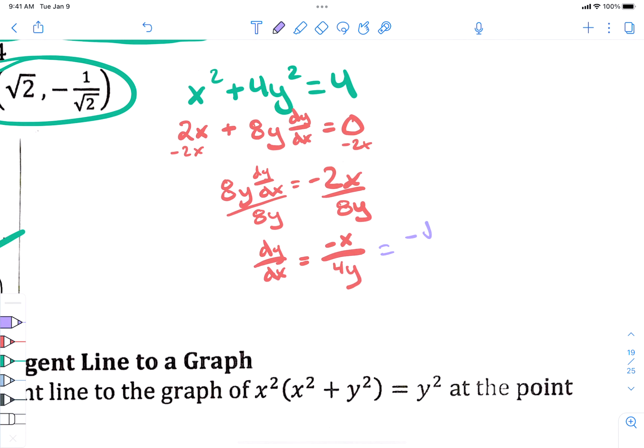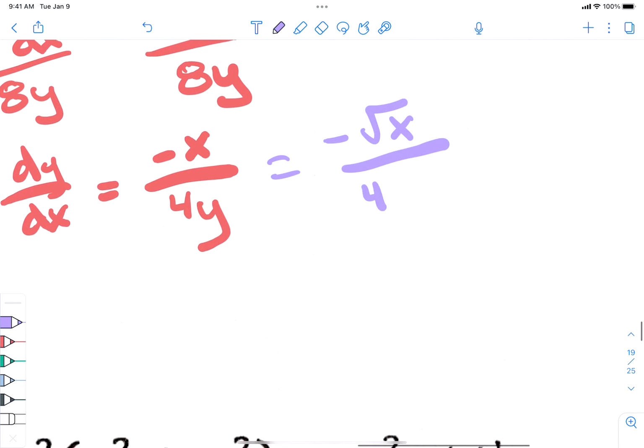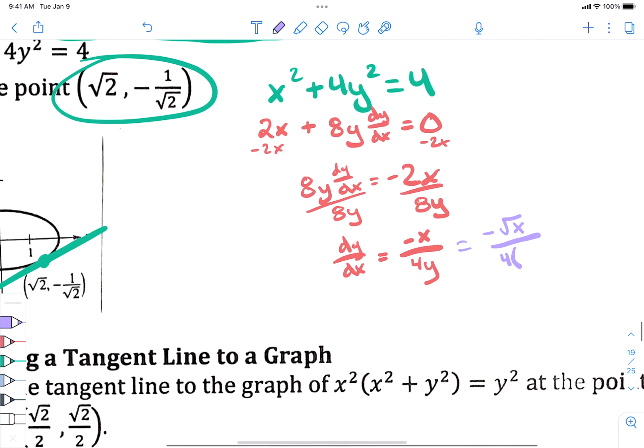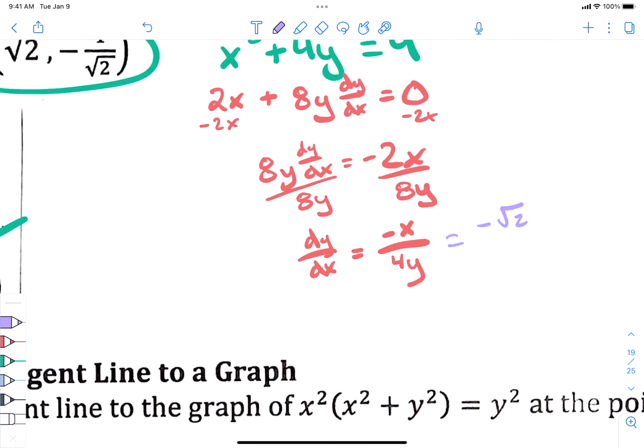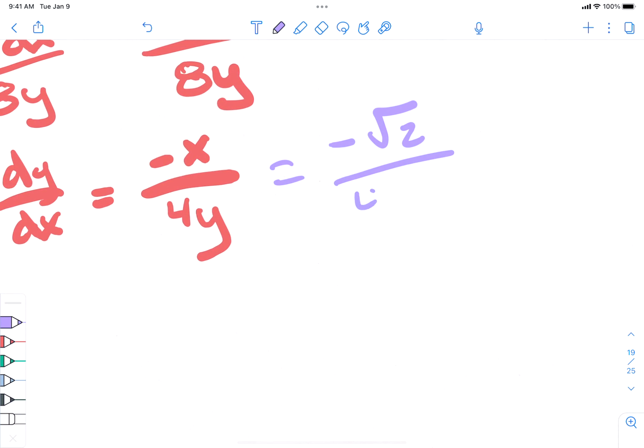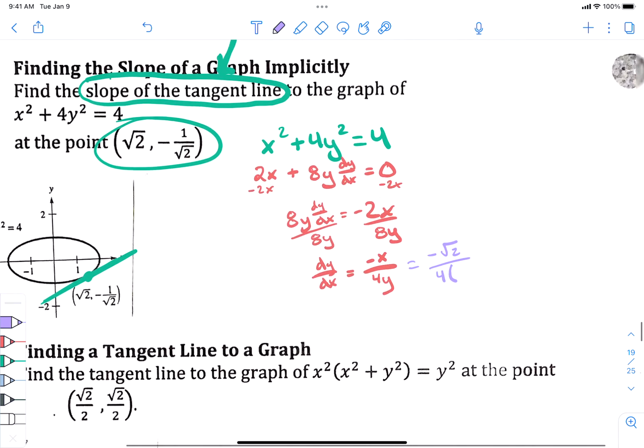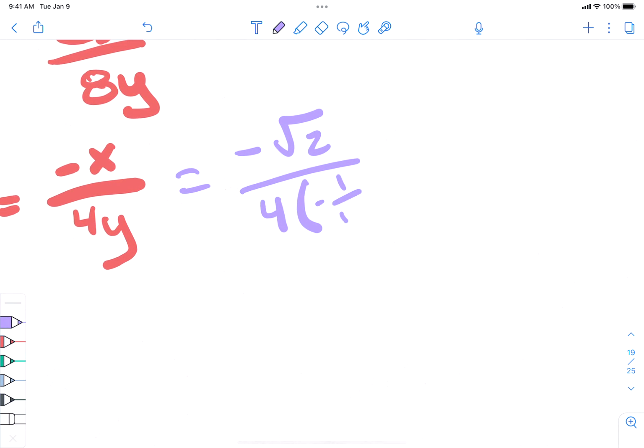So negative square root of 2 over 4 times negative 1 over the square root of 2. The square root of 2 is what we're plugging in for x, yeah? And negative 1 over the square root of 2 is what we plug in for y.